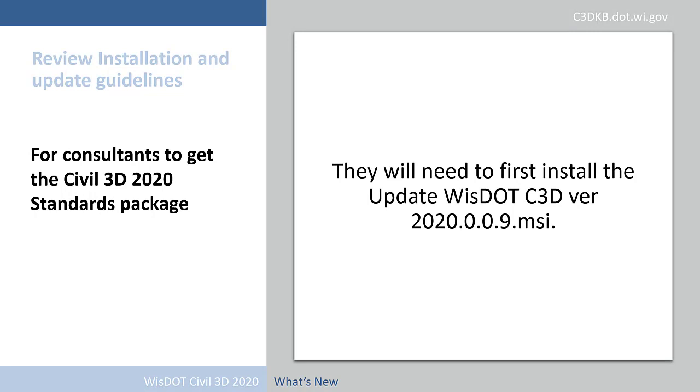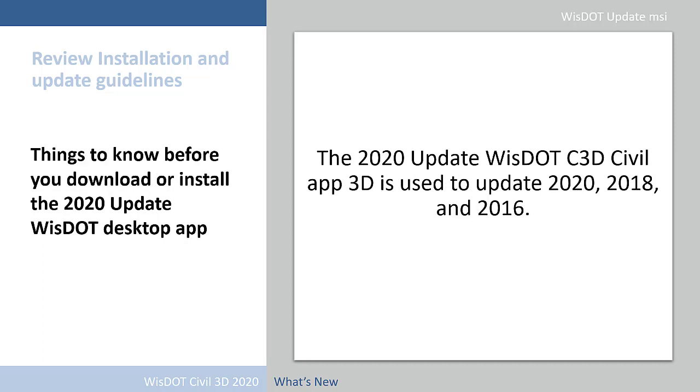For consultants, if you have not already done so, the WisDOT Civil 3D 2020 customization and updating process requires the Update WisDOT Civil 3D version 2020.0.0.9.msi be installed first. Consultants using Civil 3D 2020 will need to install the 2020 Update WisDOT Civil 3D app in order to update not only 2020 but also 2018 and 2016. So if you have 2018 and 2016 and are going to or have installed 2020 and you want the WisDOT configuration, you will need to install the latest 2020 Update WisDOT desktop app.